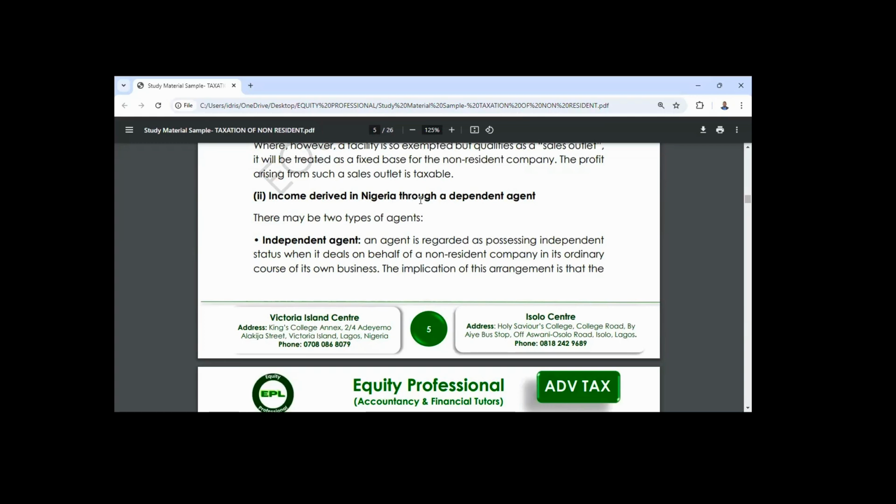So in such a case, we said income derived in Nigeria through a dependent agent. Since it is a dependent agent, when a non-resident company sends goods to the dependent agent and they make profits on such goods, that profit will be liable to tax in the name of the non-resident company, not the name of the dependent agent. But when a non-resident company sends goods to an independent agent and they make a profit, that profit will be liable to tax in the name of the independent agent, not the name of the non-resident company, which is the principal.